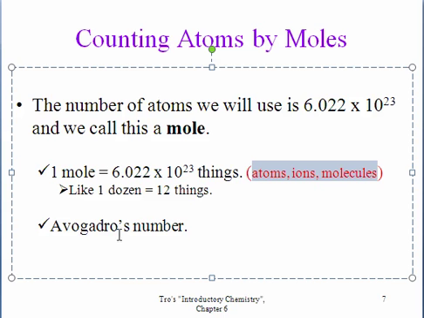This is also known as Avogadro's number. Avogadro was an Italian scientist. He did not come up with this number, but it's named in honor of him.